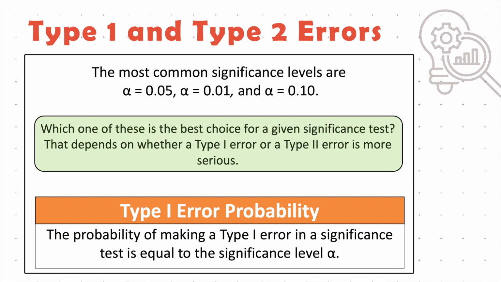The probability of making a type 1 error is equal to our significance level. So if we know that a type 1 error is serious, you would want a very small probability of making a type 1 error, so you would lower your significance level. If a type 2 error is more serious, then you might be okay with a higher significance level instead.